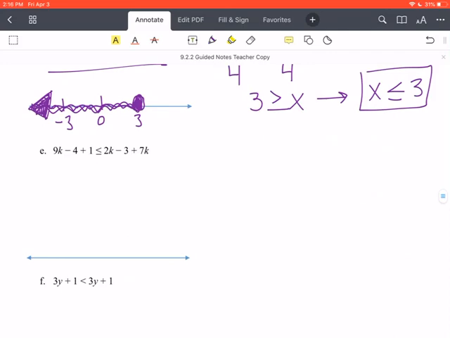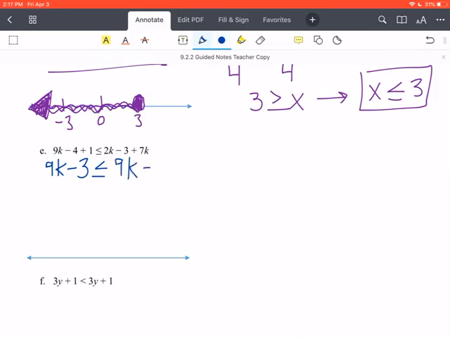All right, on E, it looks messy, but really all we have to do is clean things up by combining our like terms. So we have 9k minus 3 is less than or equal to 9k minus 3. That's really interesting. It seems like we have the same thing on both sides, but what if we didn't notice that? Let's see what happens. If I add 3 to both sides, then negative 3 plus 3 is 0. So now I have 9k is less than or equal to 9k.